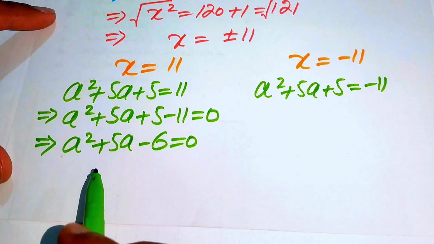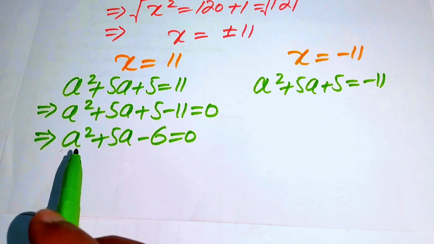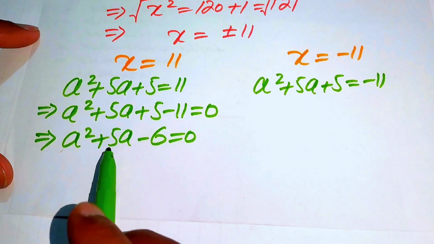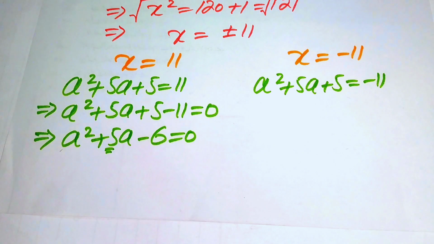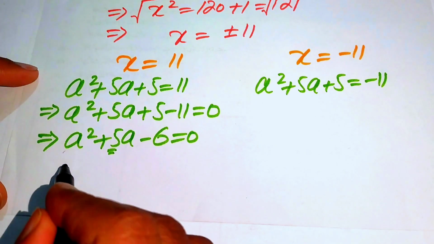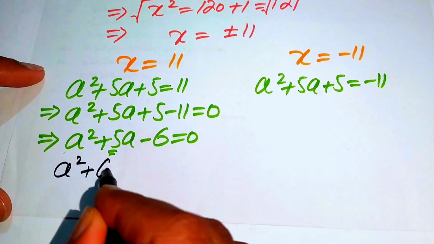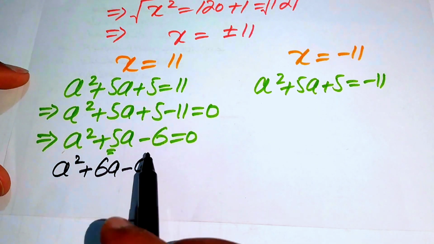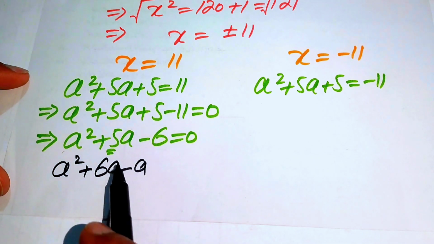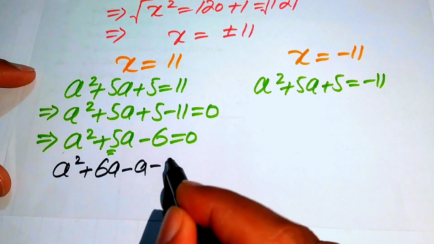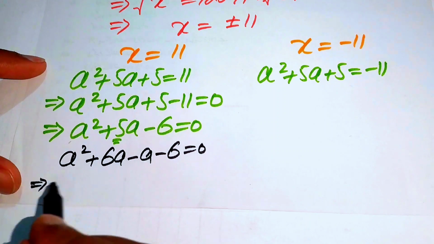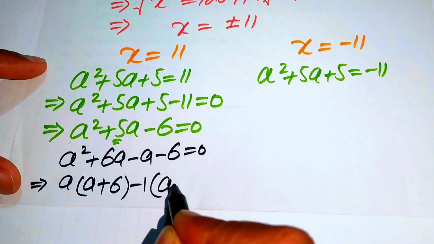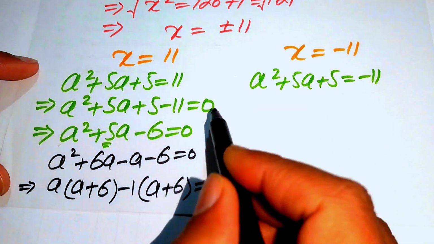So here this becomes a quadratic equation in standard form, and I will make the factors of this equation. So here we need any two numbers whose product is minus 6 and whose sum is plus 5. So the numbers are a square plus 6a minus a. So here when we multiply 6 by minus 1, then we get minus 6, and when we add 6 and minus 1, then we get plus 5, and this minus 6 equals 0. So that here we take common a from the first two terms, and we get a plus 6, and here we take common minus 1, and we get a plus 6 equals 0.